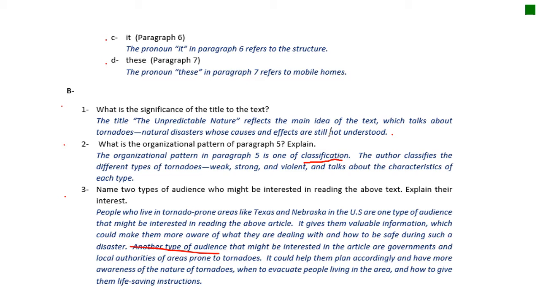Another type of audience here is governments and local authorities. I didn't just say governments. I didn't just say authorities. Which governments and which authorities? Governments here and local authorities of areas prone to tornadoes. Okay, prone means that it occurs a lot in them. It could help them plan accordingly and have more awareness of the nature of tornadoes, when to evacuate people living in the area, and how to give them life-saving instructions. Evacuate means taking groups of people out of a certain area because of a war or a disaster.